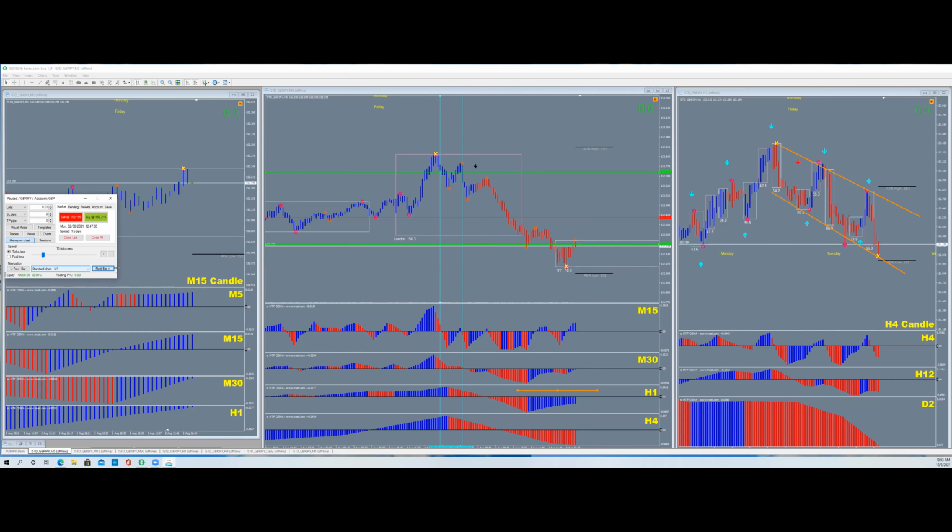Another question: are you monitoring the divergence on histograms, or not? Yes, I do sometimes do that, not as much as I used to, but I do take that into consideration, especially on the higher time frame.